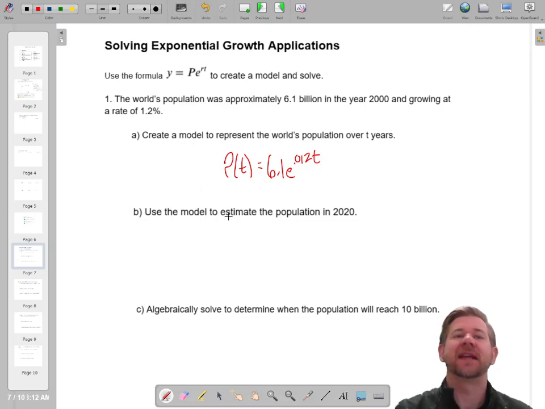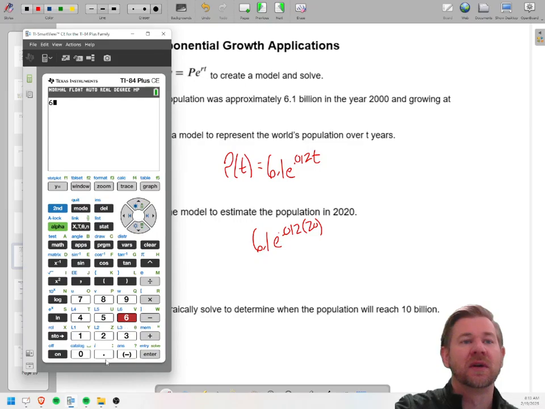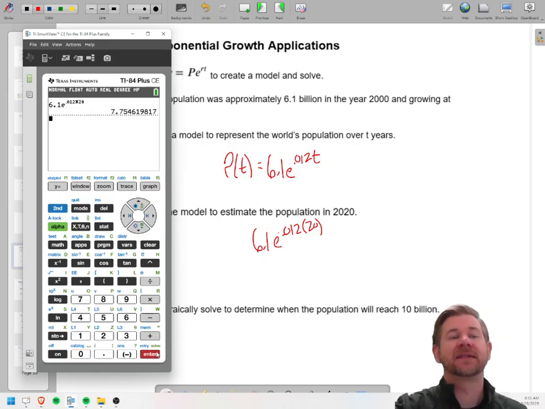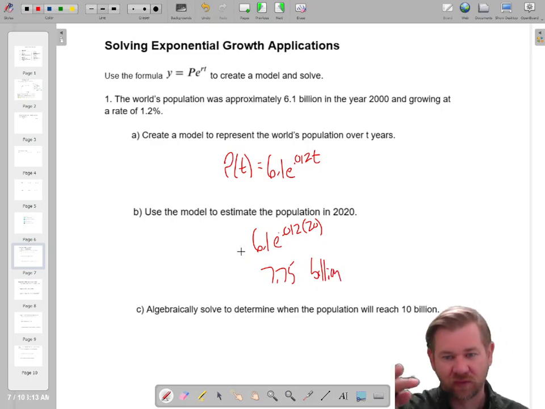Okay, so if I just said estimate in 2020, you would say 6.1 e to the 0.012. And then since it's from 2000 to 2020, that's 20 years. So we'll just use a calculator here. We've done a bunch of these. We're going to say 6.1 e to the 0.012 times 20. Okay, and that's 7.75 billion. Okay, fine. That's about right. Five years ago, we're floating around 8 billion now.